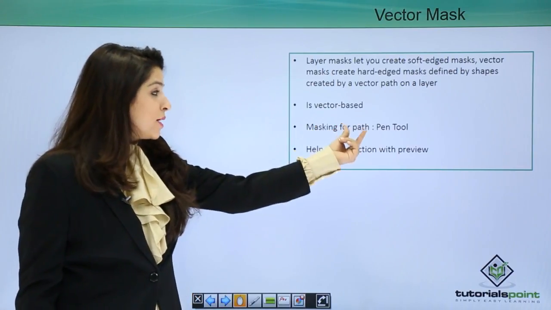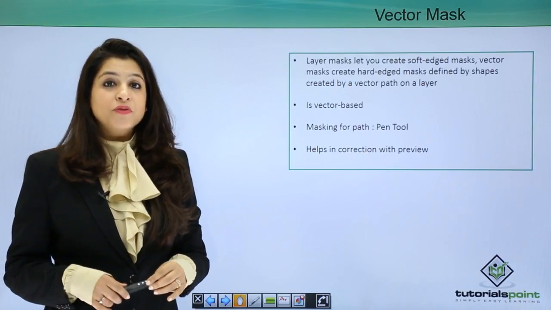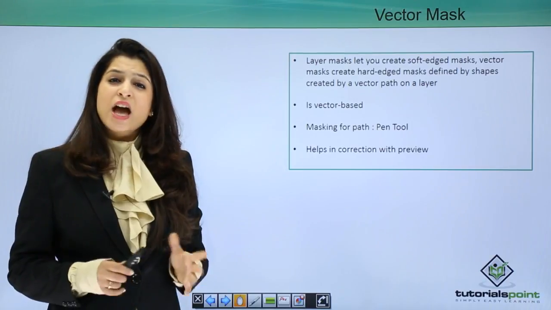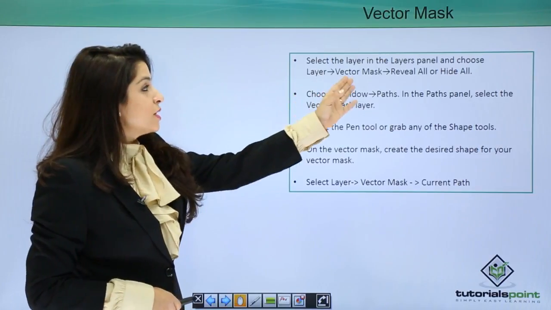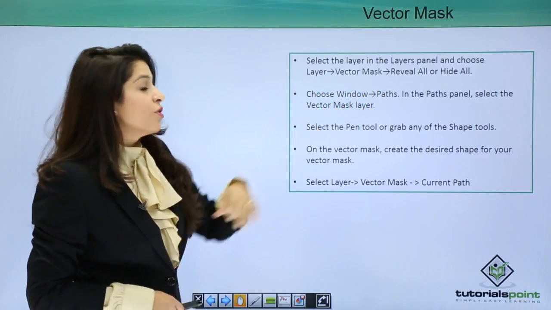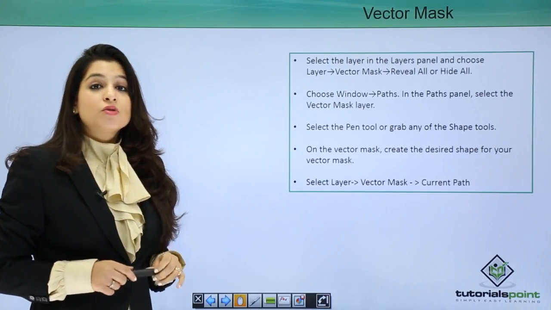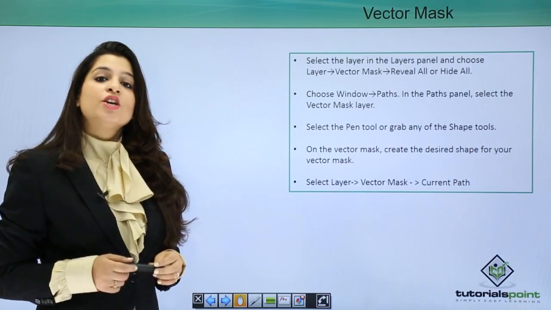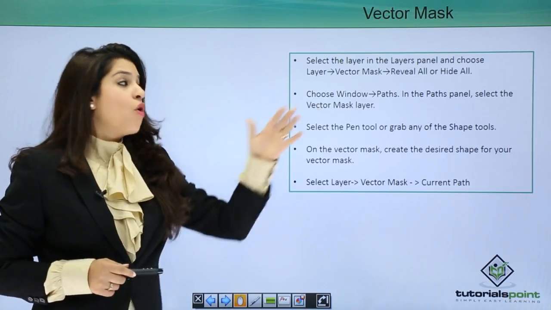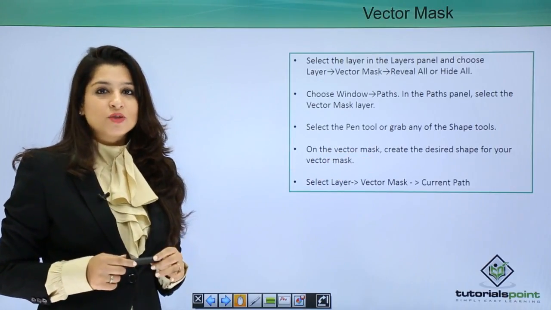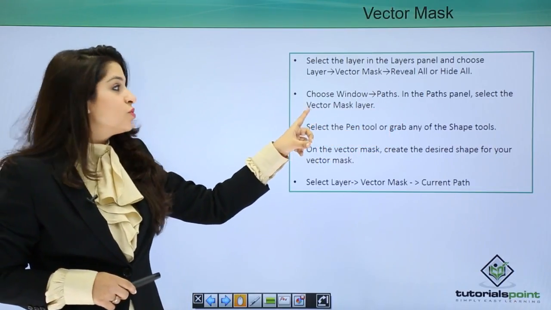Like I said, it's vector based, it's used with a pen tool, and it helps in correction with the preview. So let's understand how we create vector masks. To apply the vector mask, we can go to Layer, select Vector Mask and say Reveal All or Hide All. Now, vector masks are basically created in the Paths area. If your path area is not visible, you can go to the Window menu and click on Paths, and you will have a Paths panel on the right-hand side wherein your vector mask will be available.